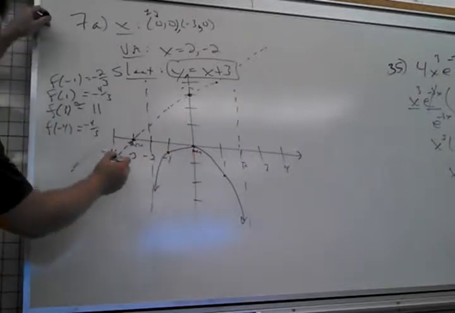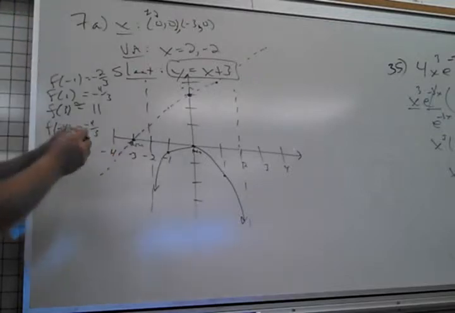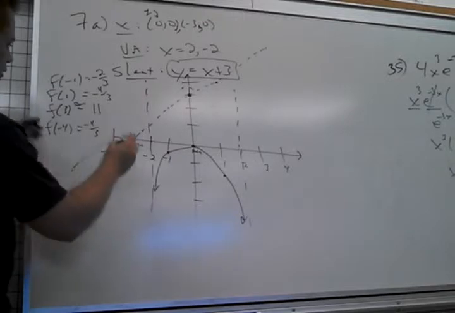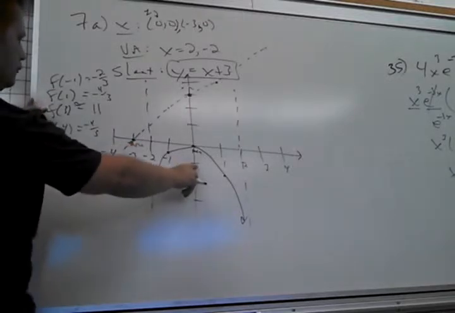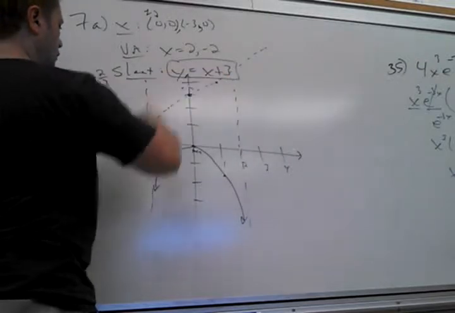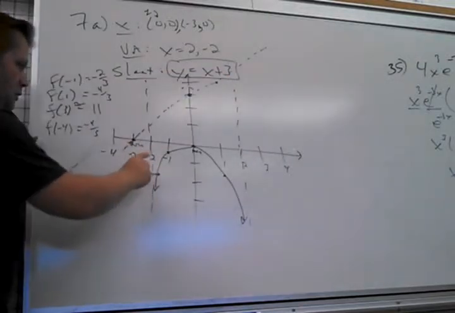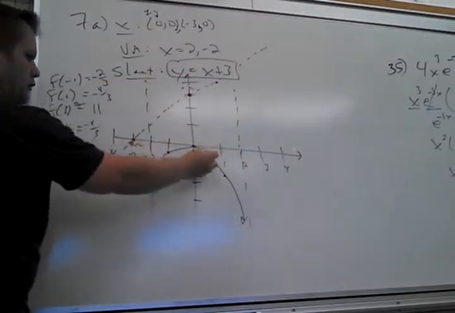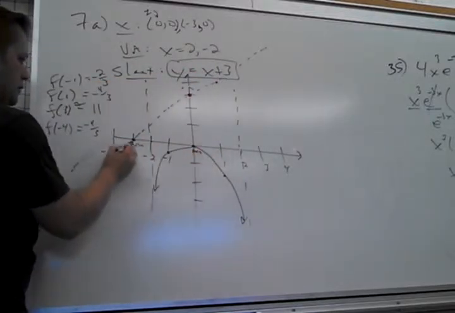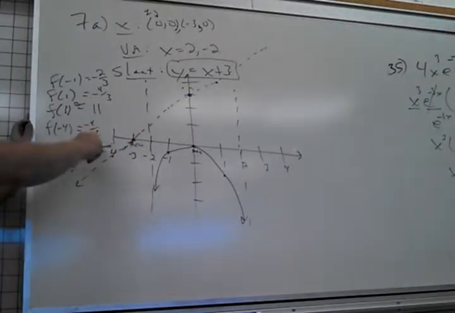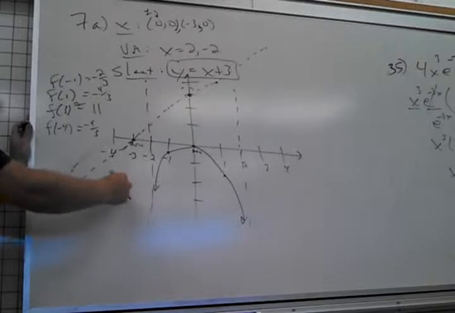Let's see. Now here's where I've got to be careful. This blue line, where would it want to be at negative 4? It would want to be at negative 1. Looking at it backwards, at negative 4 it wants to be at negative 1. And I know f of negative 4 is negative 4/3, a little bit below negative 1.